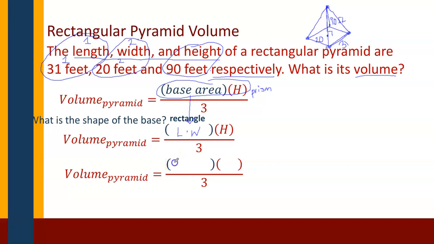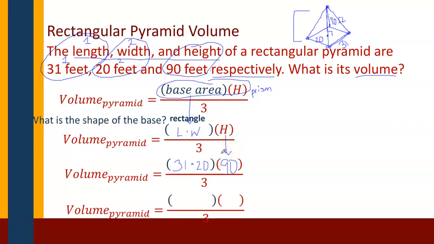From here, I fill in the length, 31 feet. There's the length, 31 feet. And then I fill in the width, which I see is 20 feet. It also says this in words. And then the height, well, it says it in words, the height is 90 feet. I also see from the topmost point to the base is 90 feet. Remember, the capital H height is the height of the entire 3D figure, how tall it stands.